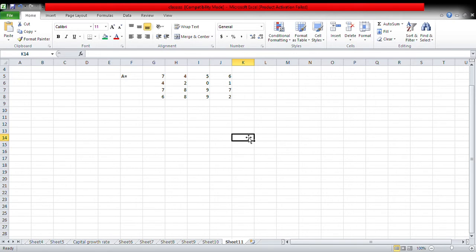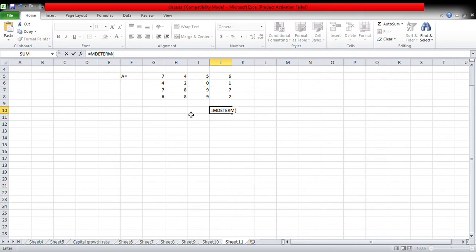Now let us calculate the determinant of this 4 by 4 matrix using the Excel sheet. First, we'll select a cell where our answer should be written. Say let us put our cursor here and write the equal sign and type MDETERM. Then from the given options, MDETERM, double click this one. This is a general formula.